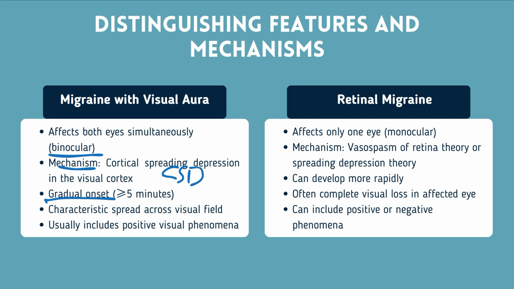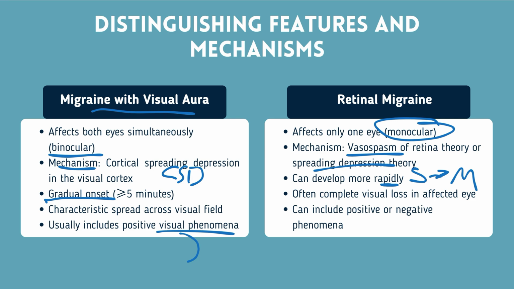And usually this includes positive visual phenomena like zigzag lines or scintillations, especially at the leading edge. In contrast, retinal migraine affects only one eye. It's monocular because the disturbance is localized to the retina or its blood supply. The proposed mechanisms we talked about earlier: vasospasm or spreading depression. The onset can be more rapid than in migraine with visual aura, sometimes developing within just seconds to minutes.